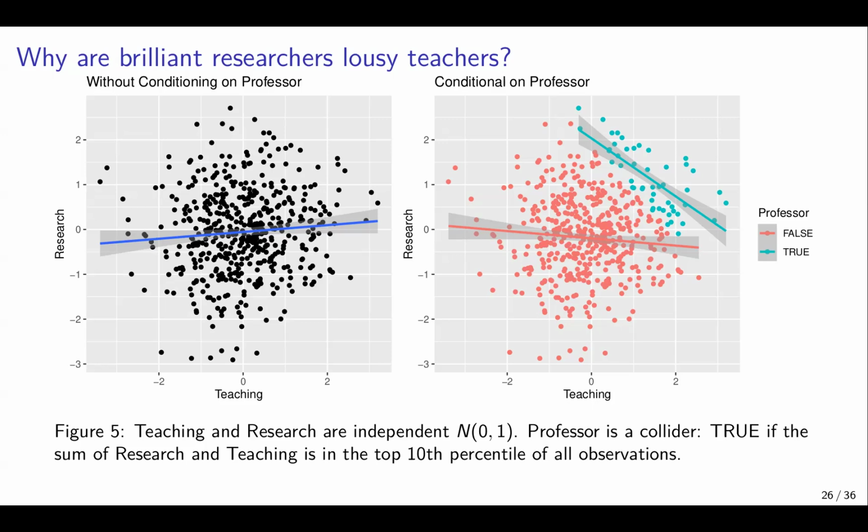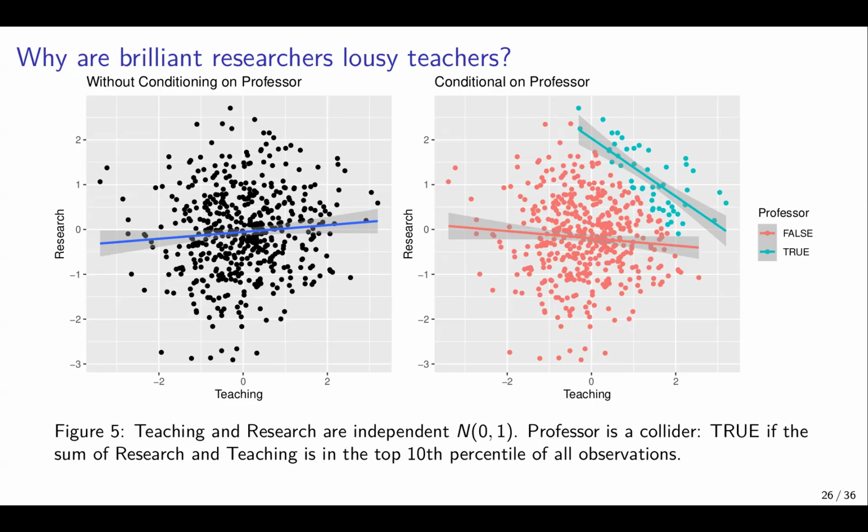So on the left-hand side, I'm going to show the distribution between research and teaching ability in the population at large. So we're just going to imagine that everybody out there in the population has some ability to do research, some ability to do teaching. Suppose they're uncorrelated. I have no idea if in reality they are, but just suppose that's the case. That means that there's really no regression slope between research and teaching. Well, in the picture, slightly positive, but that's not statistically significant.